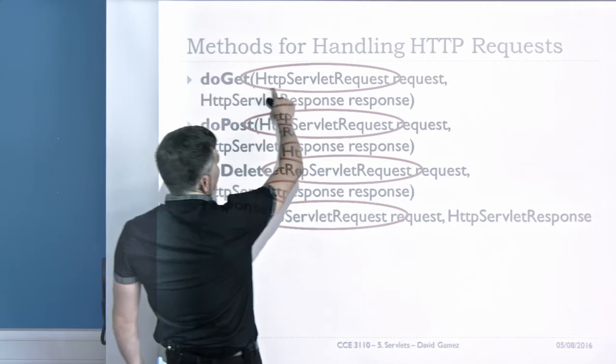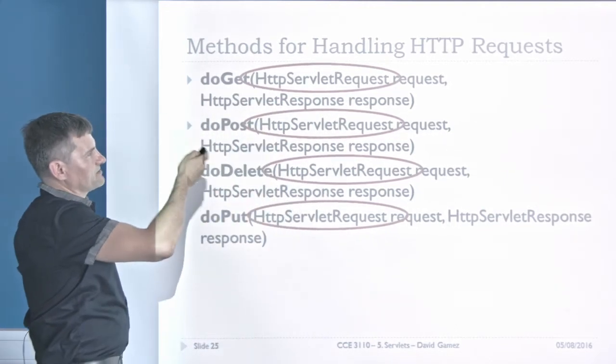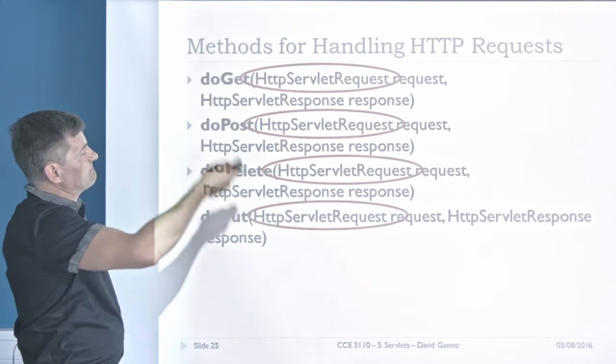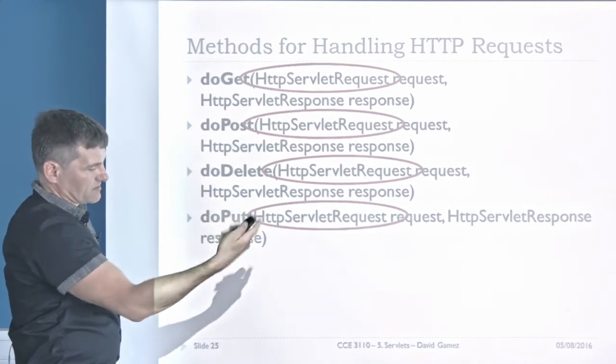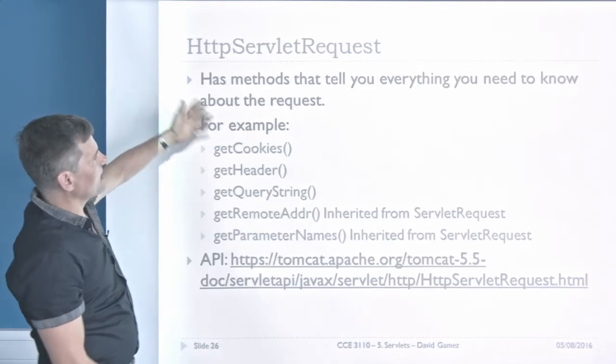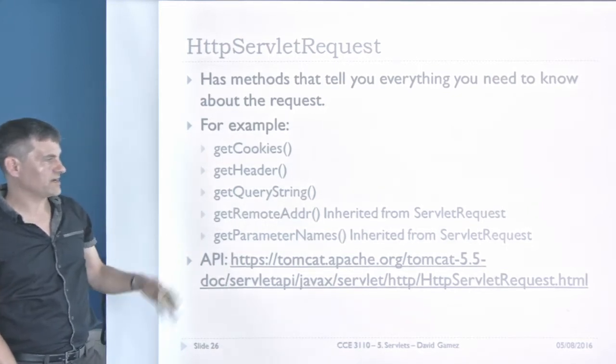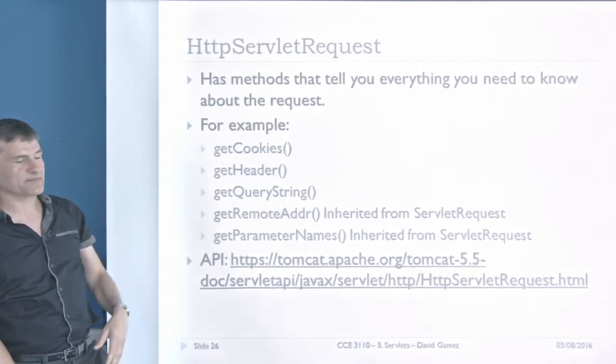So the doGet has this HttpServletRequest, and that has everything you might want to know about the request. What it's asking for, the query string, all that kind of stuff. Yeah, so it's everything you need to know about the request. You can get cookies in the request, you can get the header, query string, remote address, parameter names, all the rest of it.